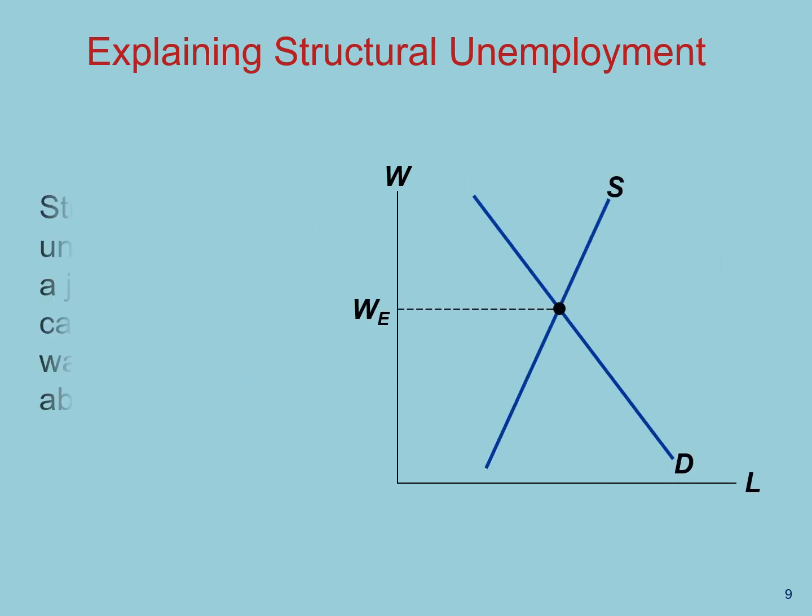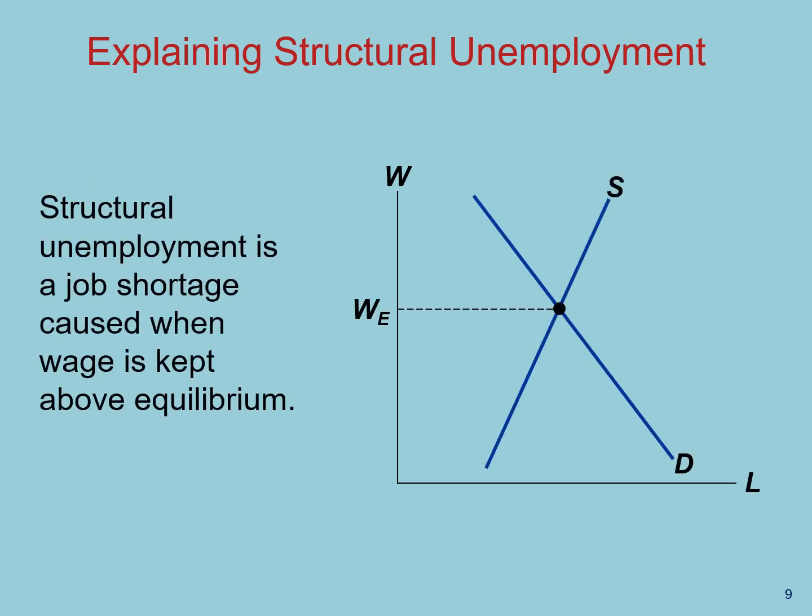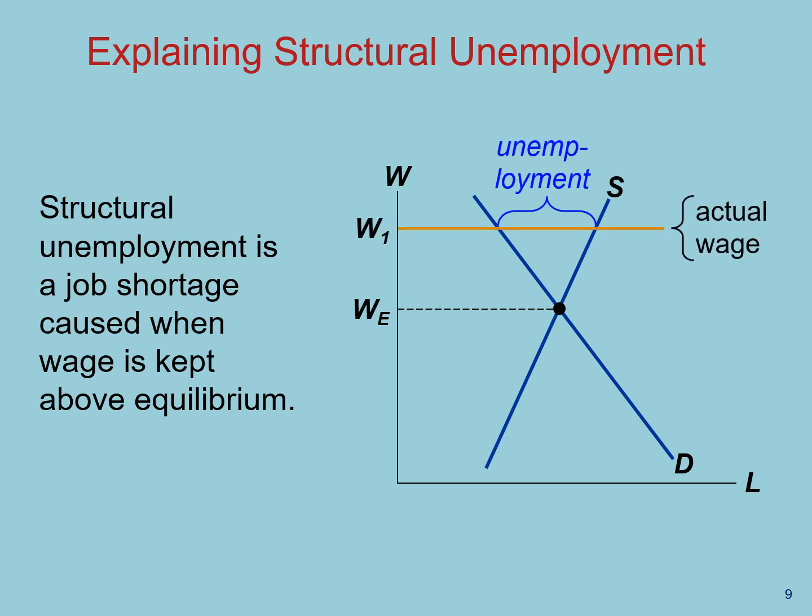Now let's switch gears to explaining structural unemployment. Structural unemployment is simply a job shortage caused when wages are kept above equilibrium levels for some artificial reason. So in this case, WE is the equilibrium level of wages. At this point, there is no unemployment because everybody who wants a job at that wage will get it, and the employers that want to hire at that wage will find a worker.